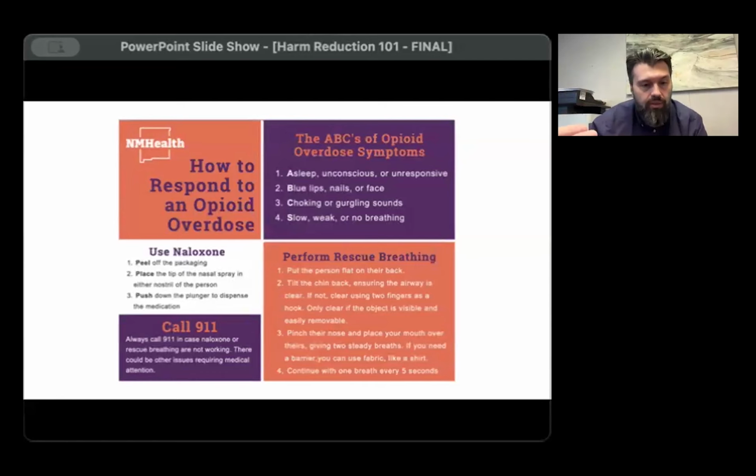This is a really nice handout we give to all our patients here, how to respond to an overdose. It talks about what the ABCs of an overdose are, again, from a patient level, how to use naloxone, and how to perform rescue breathing as well for people. So that way they have it on hand if anything were to happen.